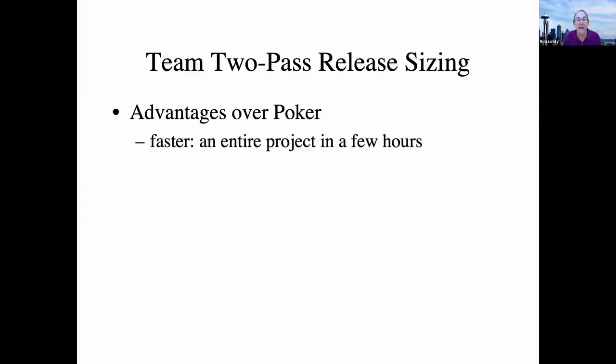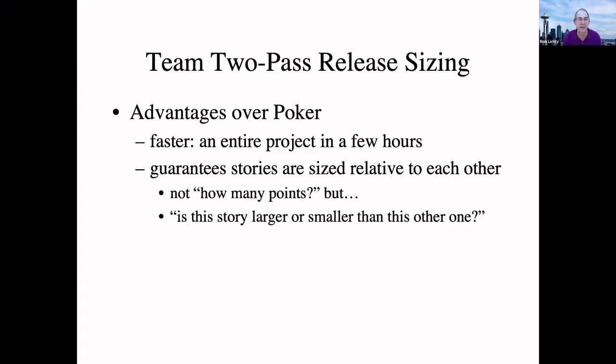So the advantages of 2-pass release sizing over Poker is it's way faster. You can do a project in just a few hours, and with Poker, I've never seen that done. It guarantees that stories are relative sized to each other. You're never asking the question how many points. You're only asking, where does it go in the snake or where does it go in the ladder? Is this story larger or smaller than this other one?